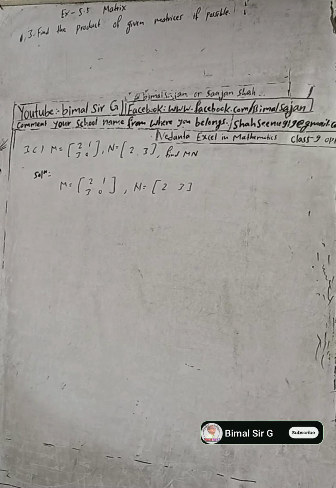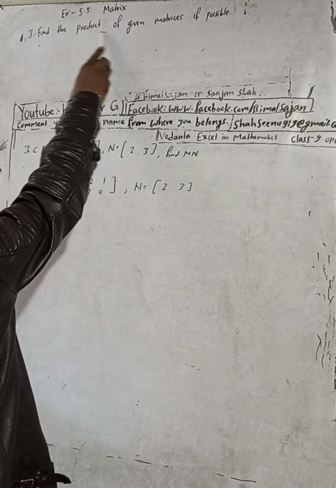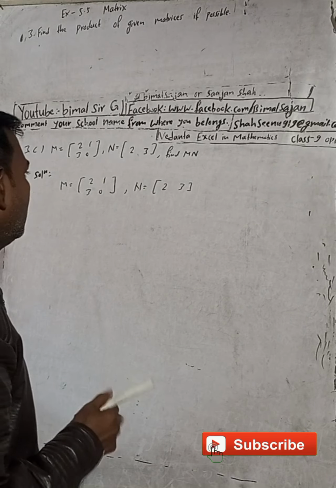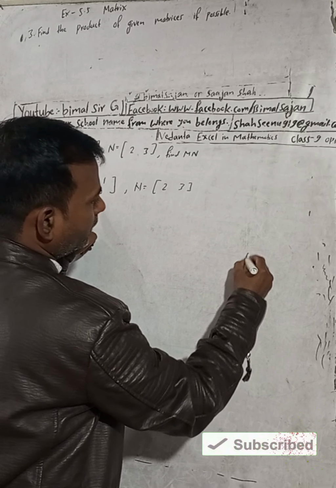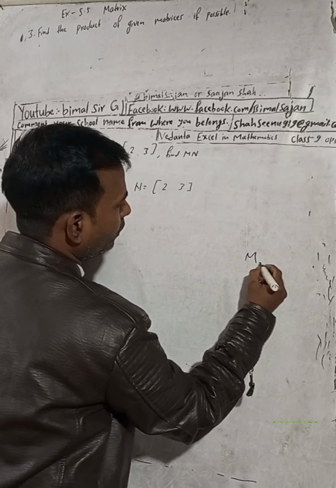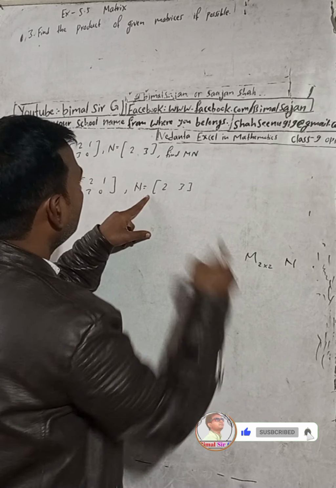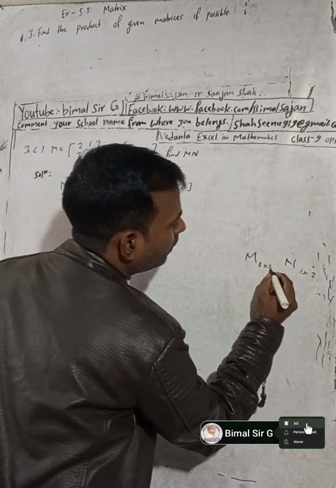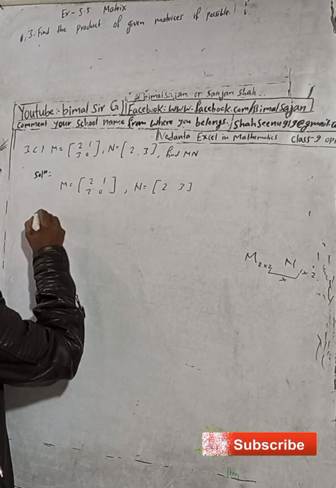Now question number 3c. Here the question is M is equal to this and N is equal to this, find MN. Find the product of these two given matrices, if possible. So let's check whether it is possible or not. What is the order of the M matrix? 2 rows and 2 columns, 2 into 2. And N has 1 row and 2 columns. So these are not equal, that's why this is not defined. Now we can write here, MN is not defined.